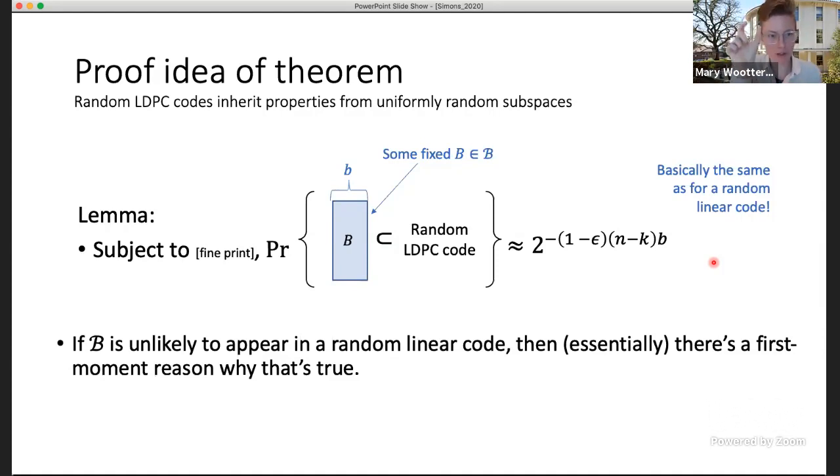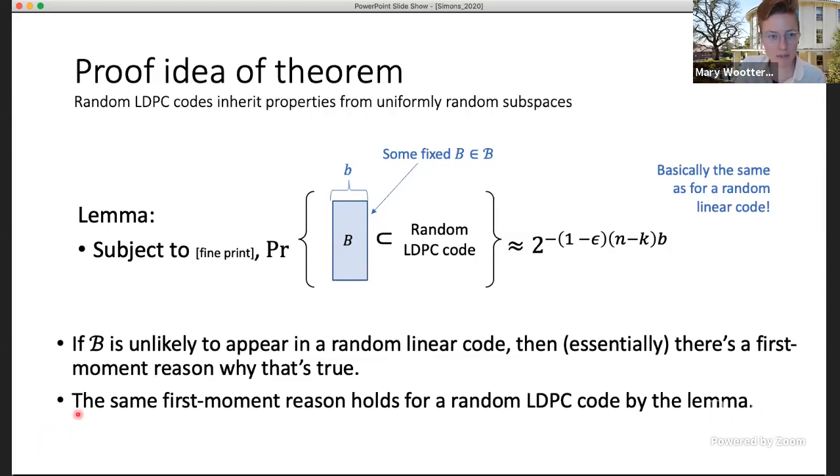that gives you some smaller curly B prime, so that curly B prime just by Markov's inequality won't appear. But then that same first moment reasoning is going to apply to random LDPC codes, because we just showed, or I just stated, that the probability that any particular bad set is contained in a random LDPC code is basically the same as for a uniformly random code. So any sort of first moment argument you want to make, Markov's inequality, expectations, stuff like that, is going to work just the same for an LDPC code as it does for a uniformly random code. So that means that this reason here, like there exists this B prime such that blah, blah, blah, you can still make that argument for the random LDPC code. It goes through just the same.